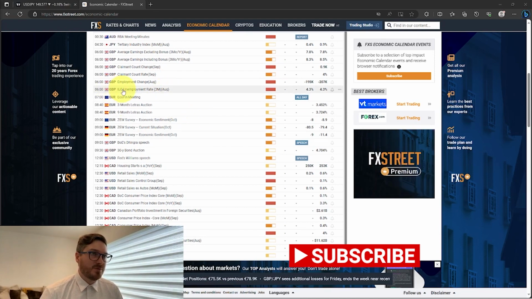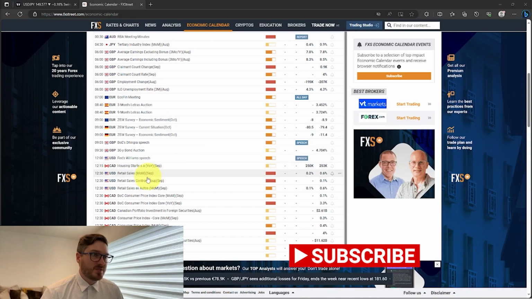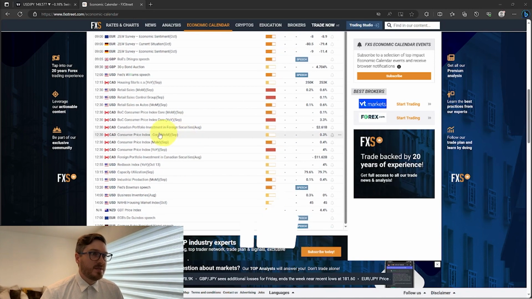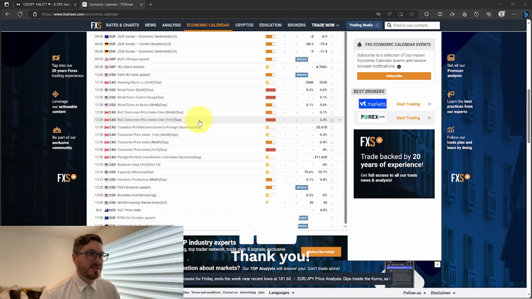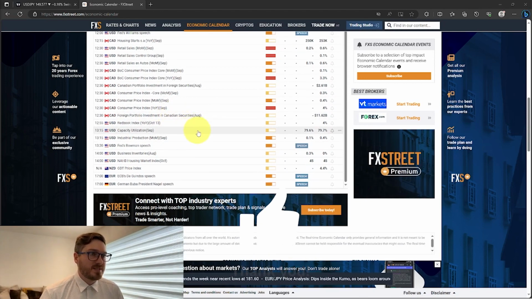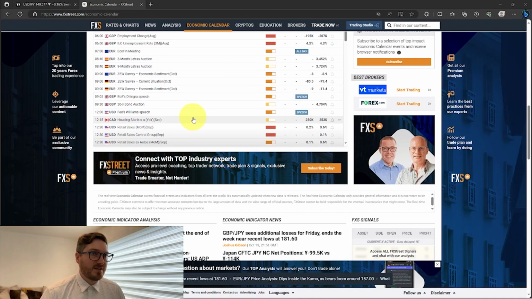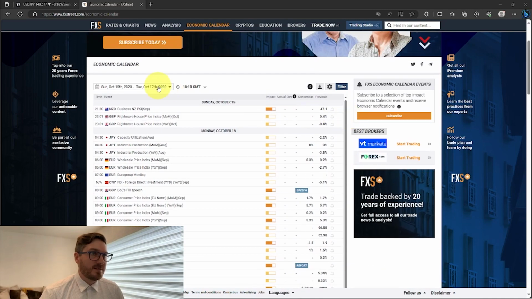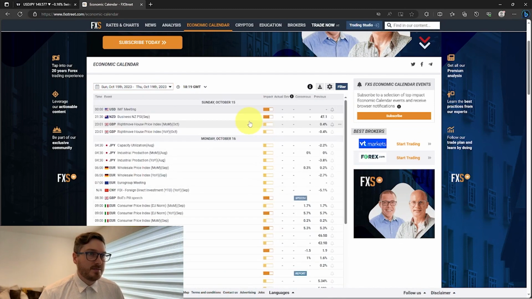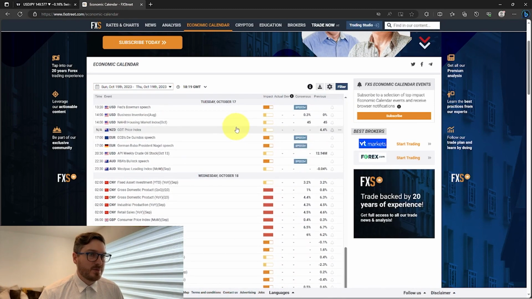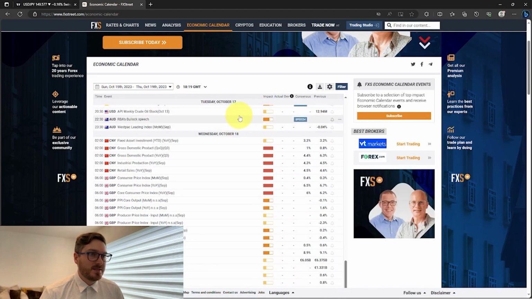Looks like on Tuesday, the pound has some news. The US dollar retail sales, CAD, Bank of Canada Consumer Price Index is coming out. So that's what we've got for early in the week. And then let's see what we've got going to Friday. So we already went through Monday and Tuesday and Sunday.